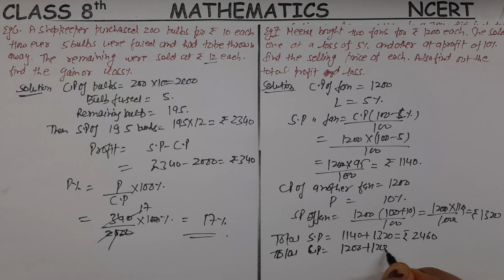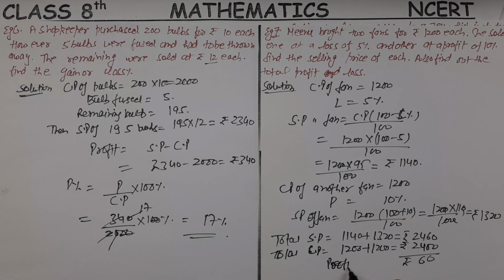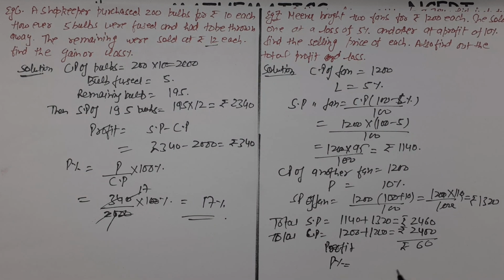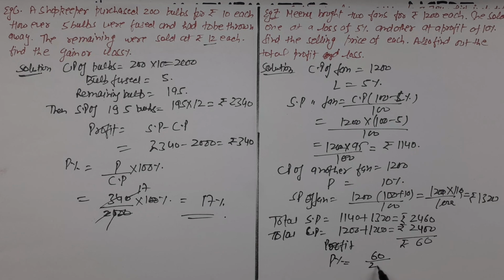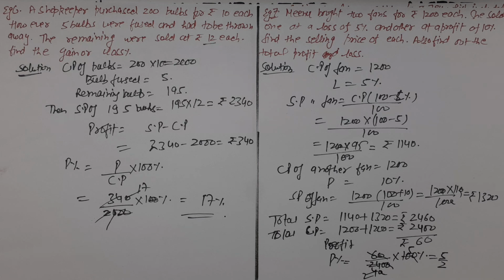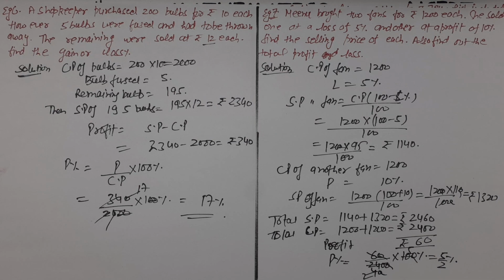Total CP 2400. So profit of rupees 60. Now profit percent, that is profit by CP into 100%. We have 5/2%, but we have to find only in rupees, that is 60.